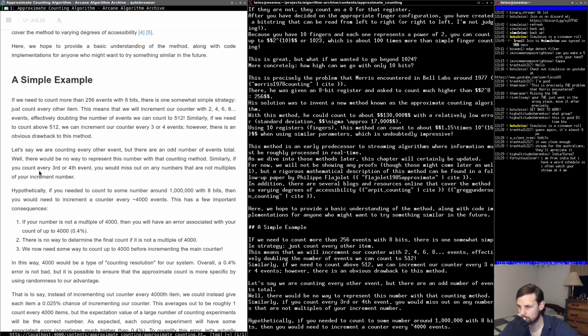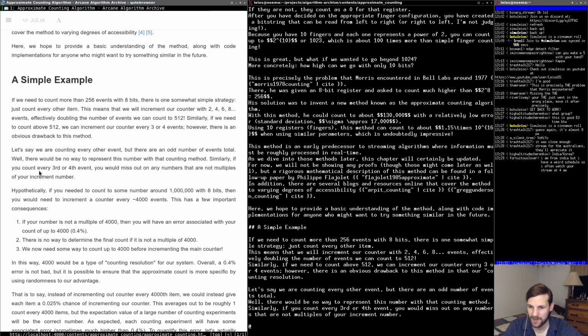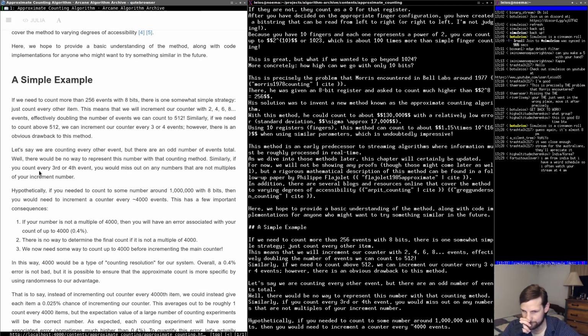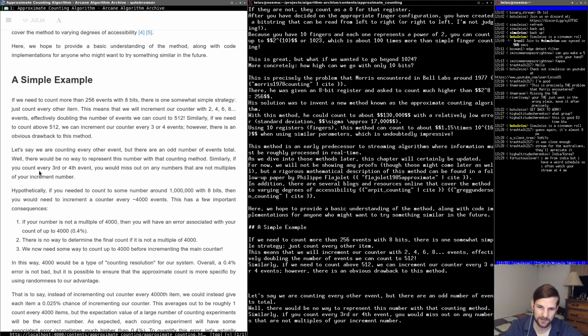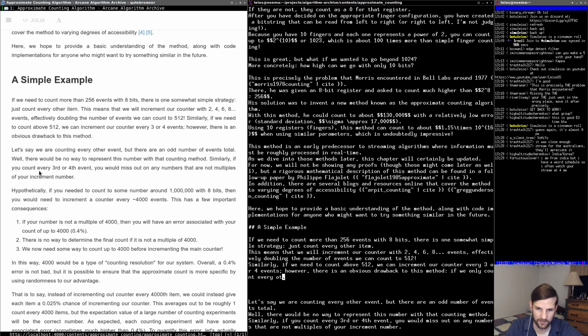So, let's think about it really quick. I think what I can just do is say there's an obvious drawback to this method, in that, let's see, our counting resolution. No, how do I say this in a way that's less... However, there's an obvious drawback to this method. If we count every other event, then there's no way to represent odd numbers. Yeah, that's what I need to say. And I think I just want a colon here. If we only count every other event, there is no way to represent odd numbers. Okay, let's go here.